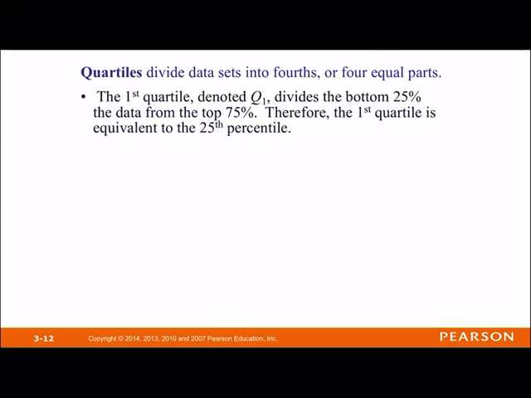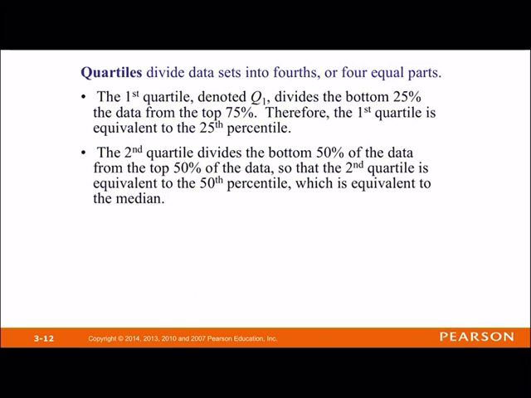So the first quartile, denoted Q sub 1, divides the bottom 25% of the data from the top 75%. Therefore, the first quartile is equivalent to the 25th percentile. Again, if you had 1 quarter, you'd have 25 cents, so you can remember it that way. The second quartile divides the bottom 50% of the data from the top 50% of the data, so the second quartile is equivalent to the 50th percentile. If you had 2 quarters, you would have 50 cents.